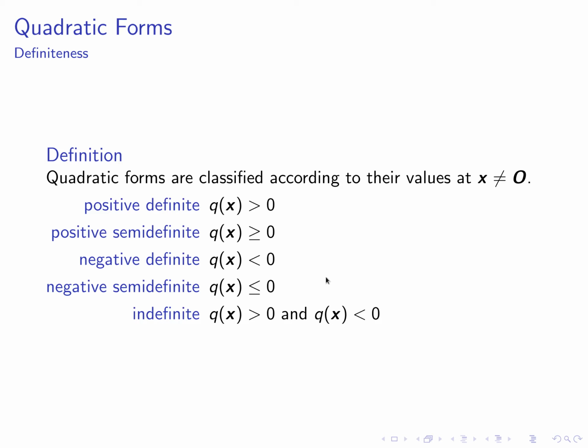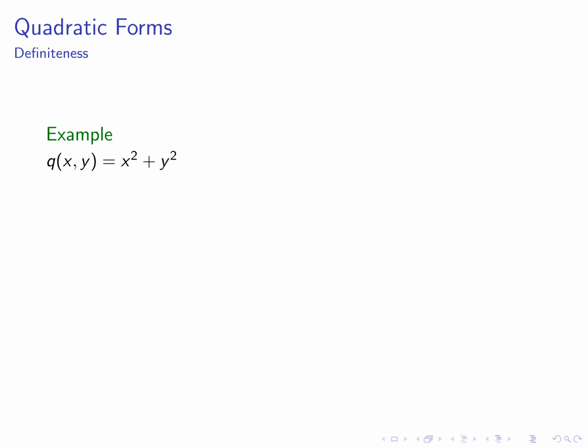Finally, if our quadratic form doesn't fit into any of the prior categories, we say that it is indefinite. What this means is that sometimes the quadratic form takes on positive values, and sometimes the quadratic form takes on negative values. So let's look at some examples and see if we can determine the definiteness ourselves.